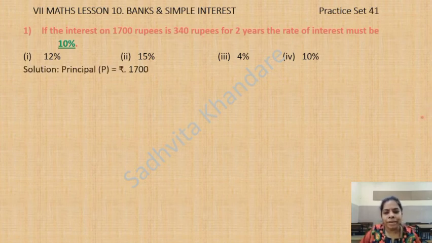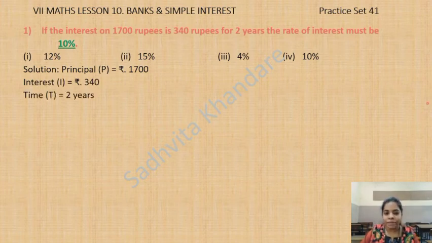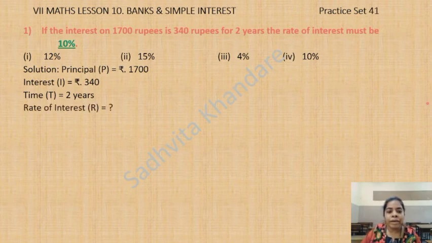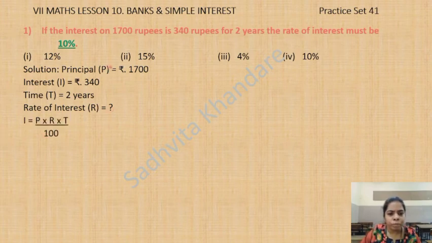Solution: principal is 1,700 rupees. Interest is 340 rupees. Time is 2 years, that is given to us. Now rate of interest R is equal to question mark. So we'll use this formula. I is equal to P into R into T upon 100. R is not given but I is given to us, children. So let's put the value.